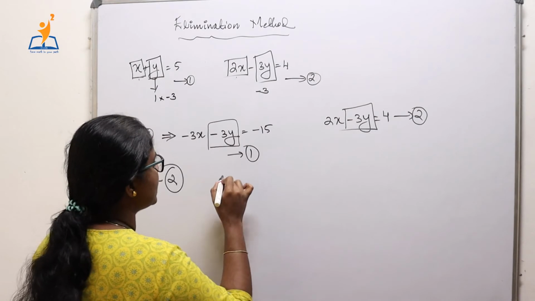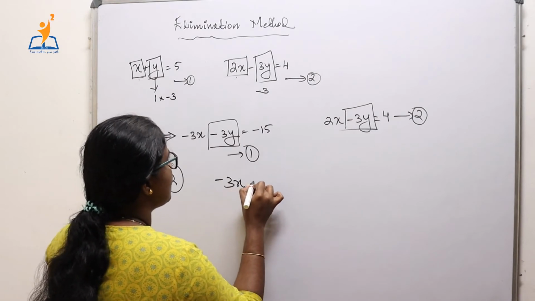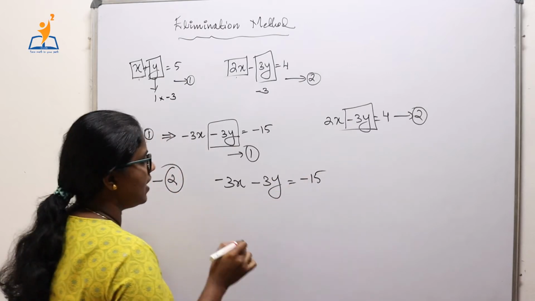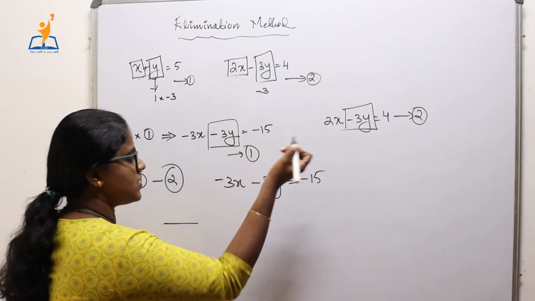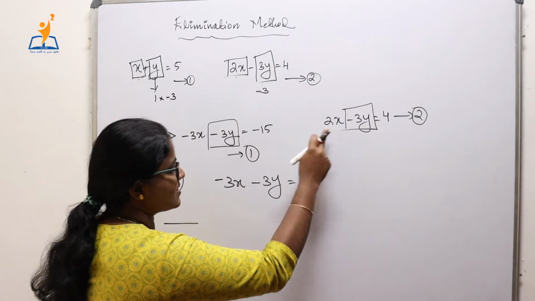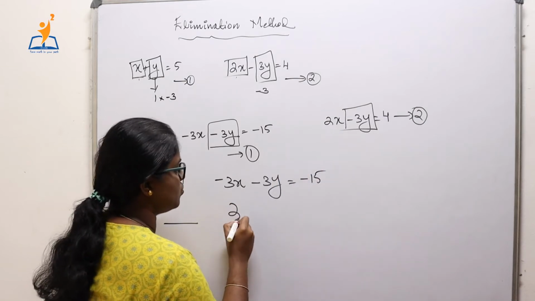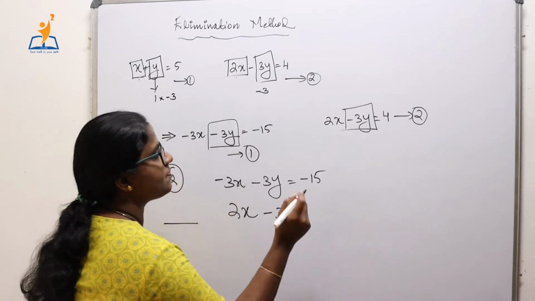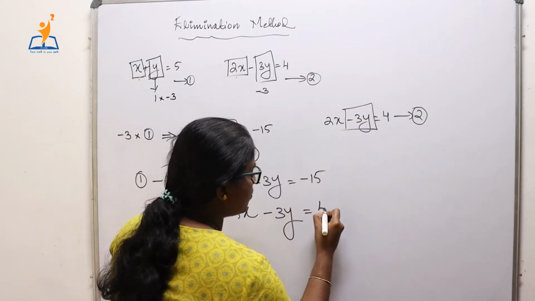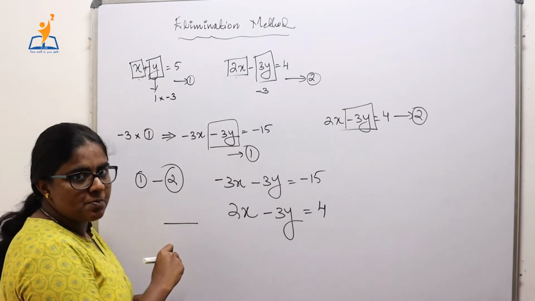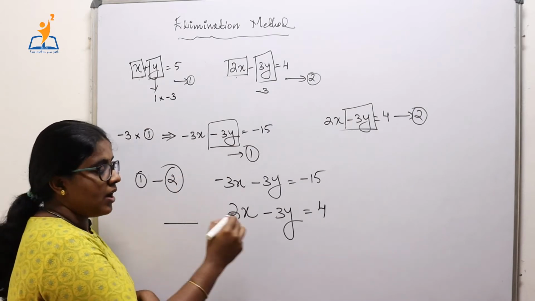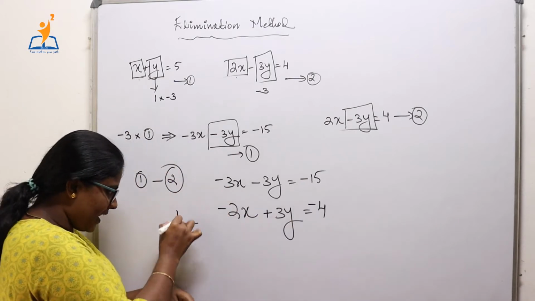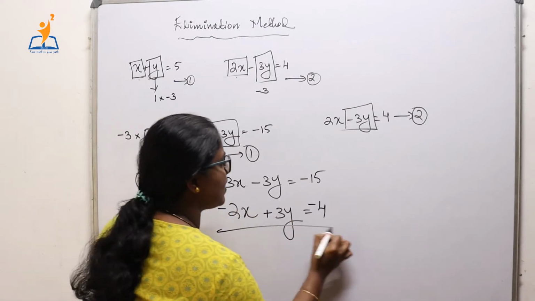Now what is equation 1? Minus 3x minus 3y equals minus 15. Minus equation number 2, we have to put the x term below the x term, that is 2x minus 3y equals 4. Now, in order to subtract, we have to change these signs, and then add the equations. Now we can add that.